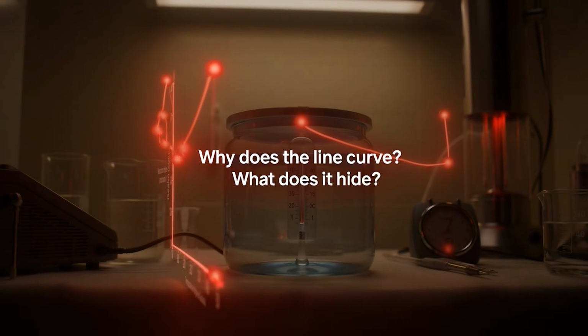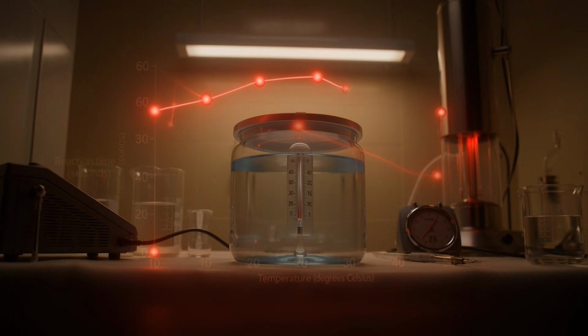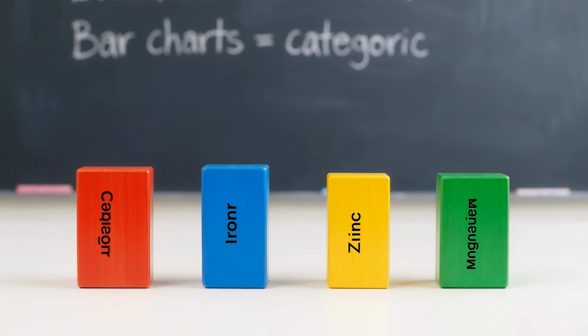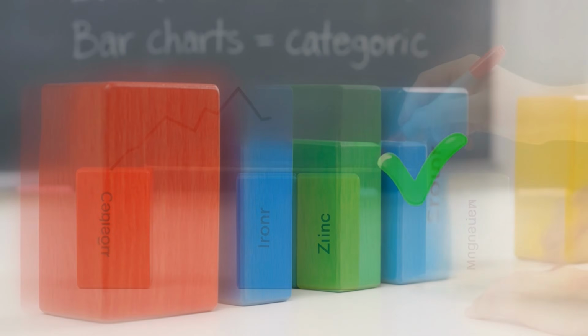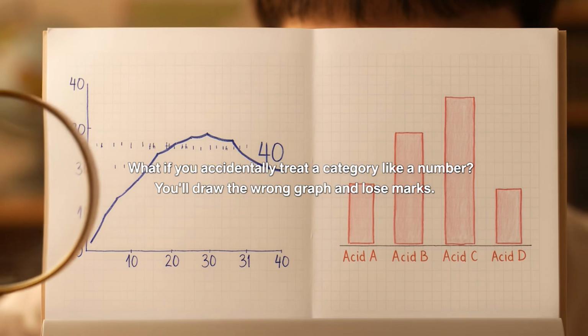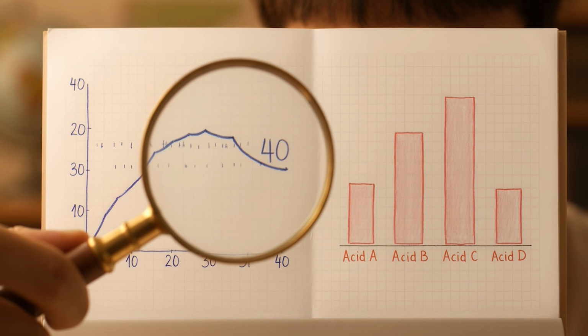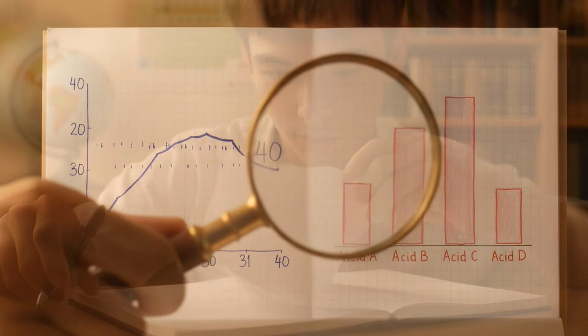Continuous independent variable, your points connect into a smooth line. The curve tells a story. Categoric independent variable, draw a bar chart, never connect the bars. There's no between categories. Numbers on the x-axis, line graph. Names on the x-axis, bar chart.